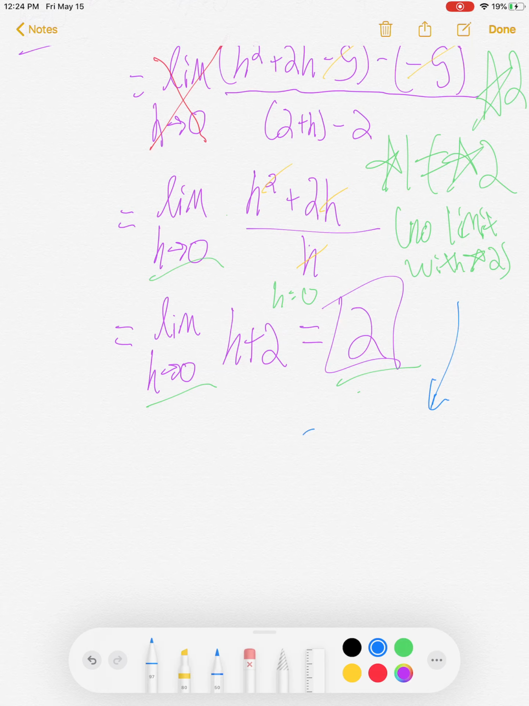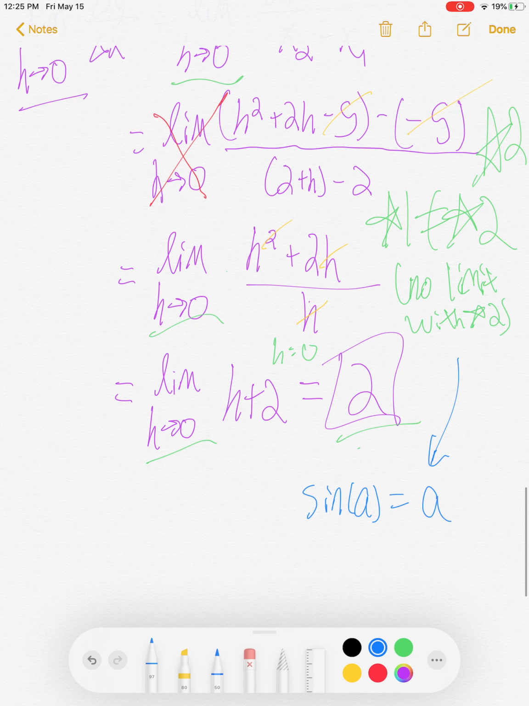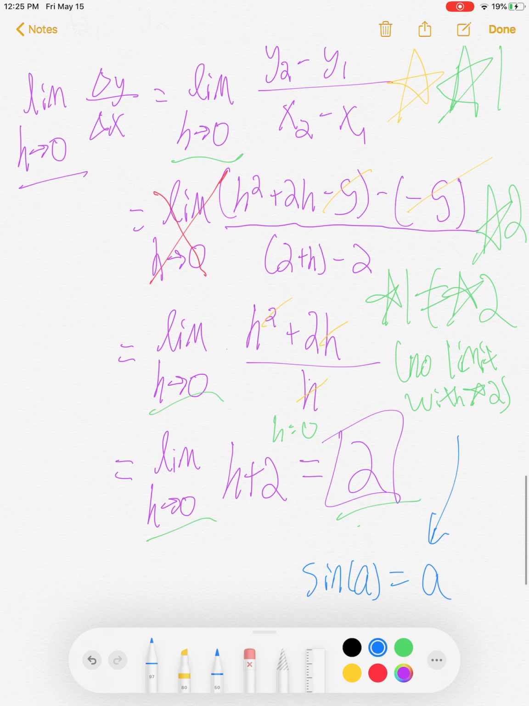So think about it this way. If I just wrote sine of A equals A, clearly that's not always true, right? And that's basically the same thing as what we're doing here if we eliminate this limit, because the limit is basically just some function. So if I write that these two things are the same, and I get rid of that function, like down here, if I get rid of sine, that is certainly not the case. It's not always going to be true.